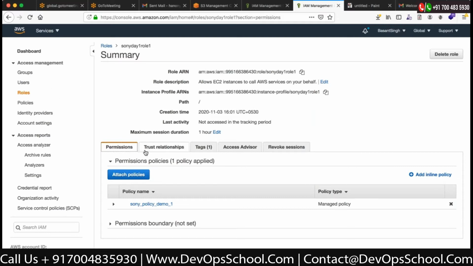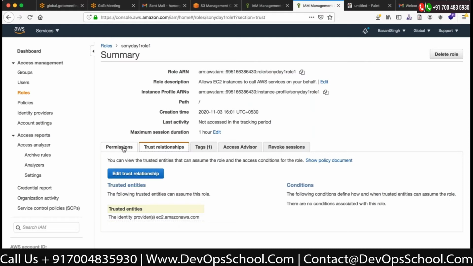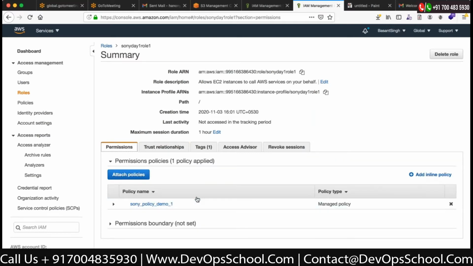All right, so in trust relationships you can add a federated principal, and you can add multiple account IDs which can come cross account and assume your role, and whatever actions the role has been allowed, they will be able to perform. Does this make sense? Do you have any questions on this?